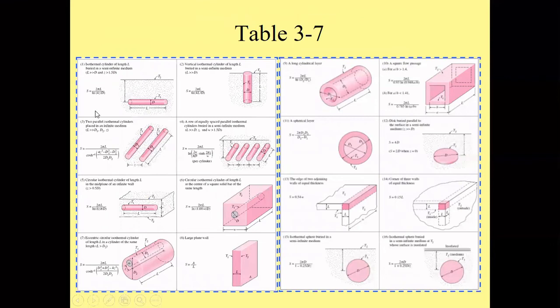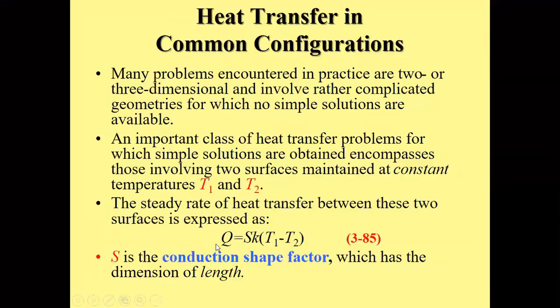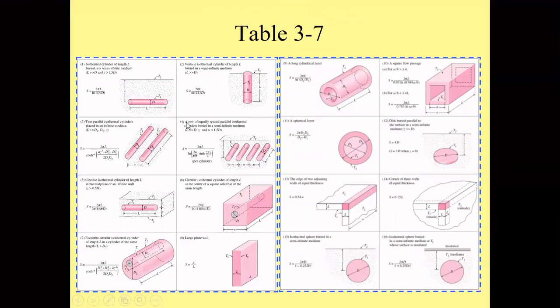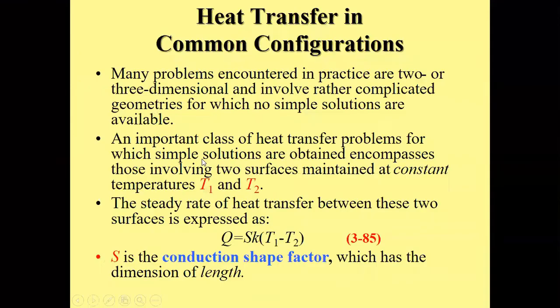In this table you can find the specific equation to find S, and then you can plug it into this equation to find the value of Q. For example, if you have equally spaced parallel isothermal cylinders, several cylinders spaced equally with W distance here, buried in a semi-infinite medium, like in soil or under the ground, you can calculate S using this equation, then multiply it by the number of cylinders you have, and put it in here.